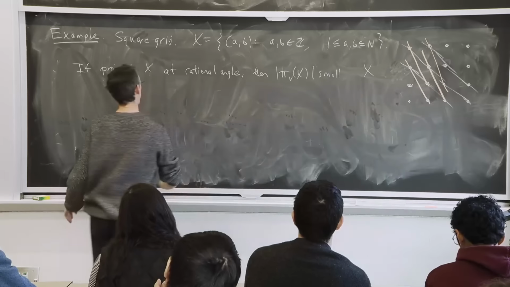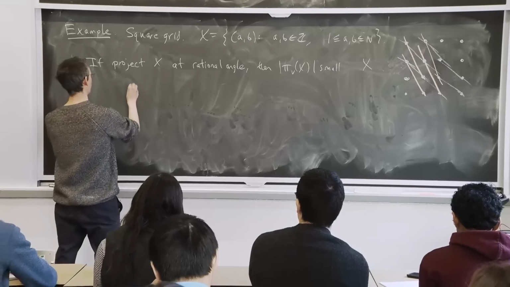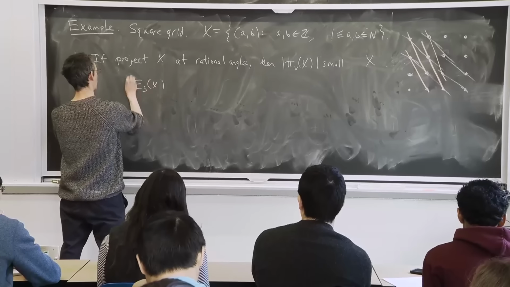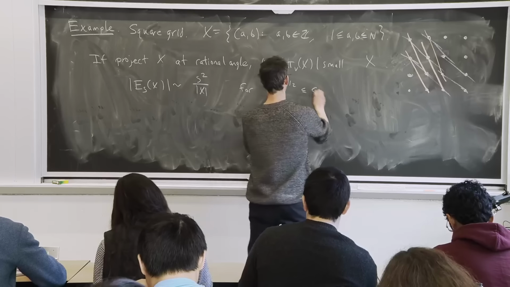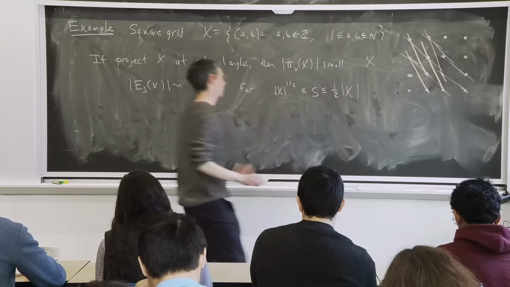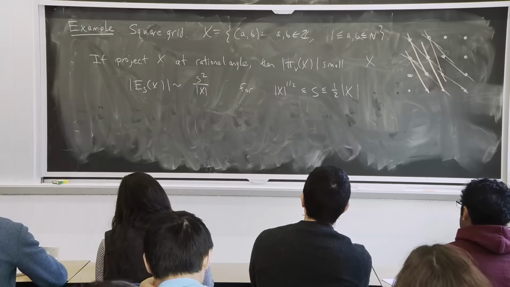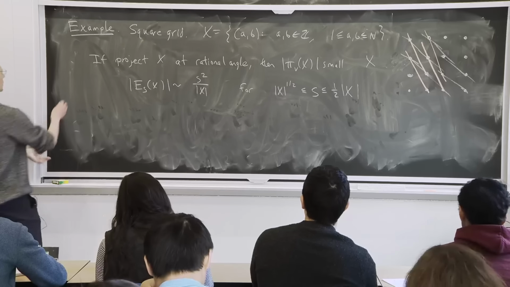Cool. So we will compute it tomorrow. In the overview class, I'm not going to do computations with you. But if you do that, you will find the following thing, that E sub S of X is around S squared over the size of X for a big range of values of S, so in between X to the half and, say, half of X. That's specifically for the grid? Yeah, for the grid.